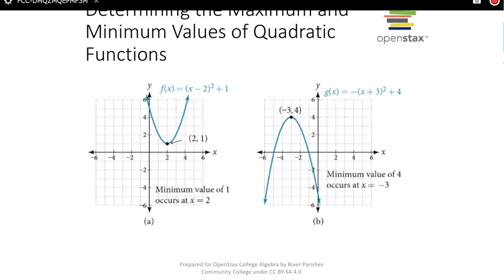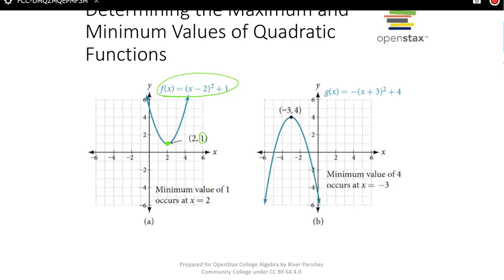Okay, so now we're going to determine the max and min values of quadratic functions. So the minimum value is a vertex. The maximum value is a vertex. So for this function, whether they give you the function as an equation or whether they give you the graph, you can identify the minimum. So the minimum is the vertex, the k of the vertex, the y-coordinate of the vertex. So in this case, it's 1. So the lowest point on the graph is at 1, and that occurs when x equals 2.